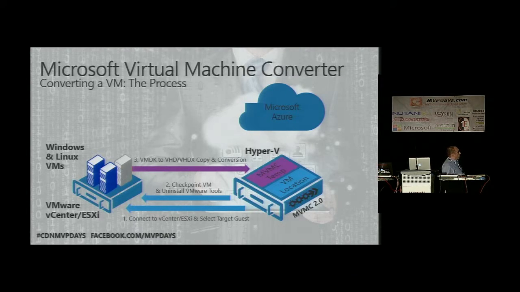So on the second point, it will uninstall the VMware tools. The third one is starting to copy and convert the VMDK into VHD or VHDX, depending on the destination hosts. Okay? So this process is the second one that takes time. And this one really depends on your network.